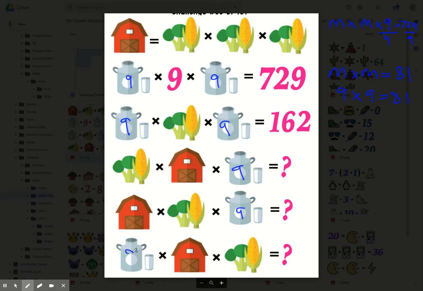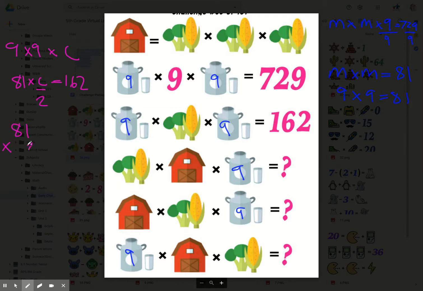So the next one that I'm going to work on is this one here. 9 times corn times 9 equals 162. So I'm going to do 9 times 9 first. So 9 times 9 times corn. 9 times 9 is 81 times corn equals 162. So what could I put where that C is to get 162? Well, I know 81 times 2 equals 162. I'm just going to show you that real quick.